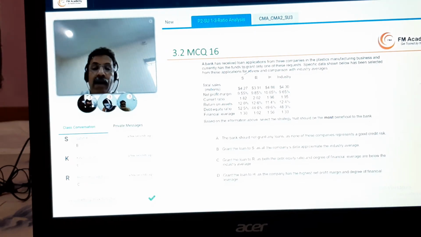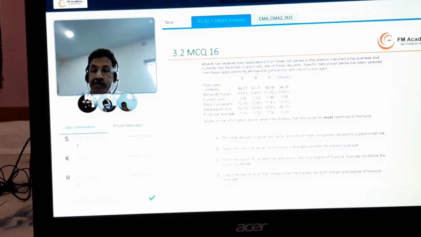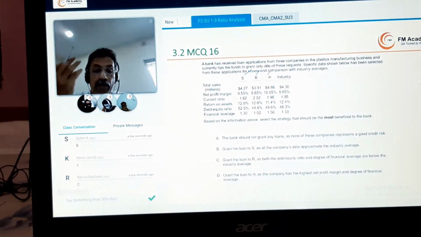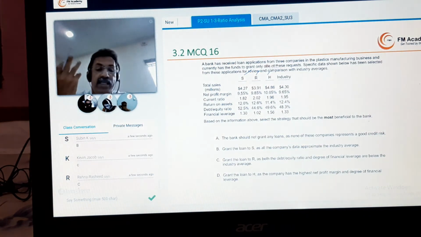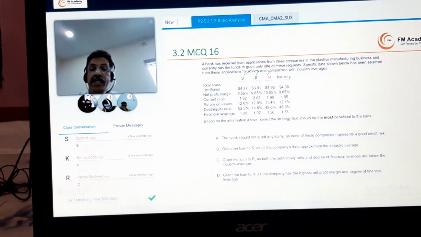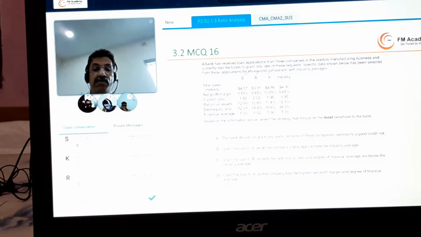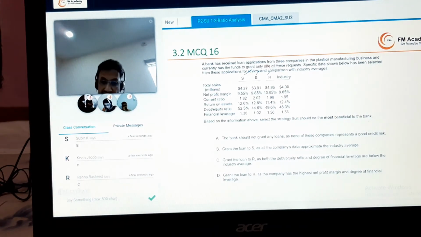So here you have 3 applications and you have to select the best from the lender's perspective. Lender will look for low debt equity ratio, low financial leverage, high interest coverage ratio, debt service coverage ratio. Those are the things that lender will look for. Specific data shown below has been selected from these applications for review and comparison with industry average. So let's go for this. You have these things, so don't waste your time. Let's read the choices and give your answer in the class conversation.